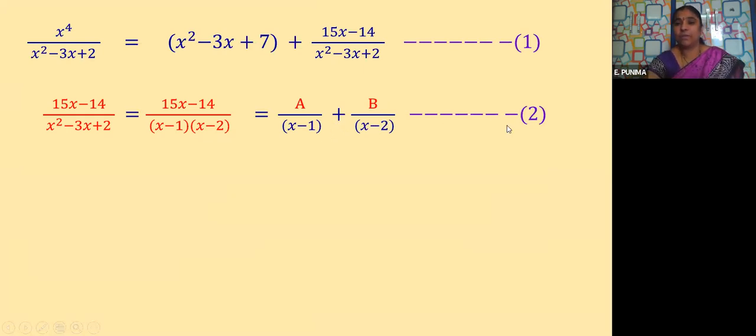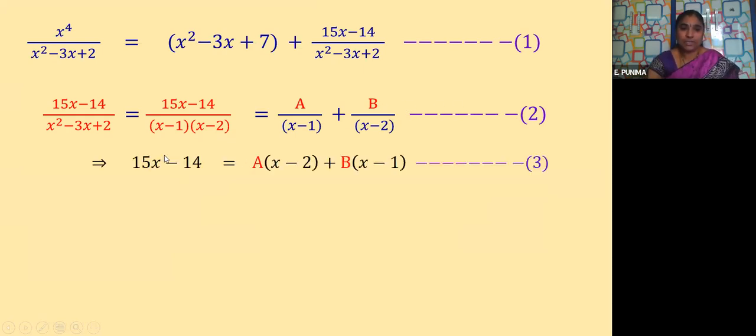Let it be our equation number 2. Dear children, what is our next step? We have to take the LCM. 15x minus 14 is equal to a into x minus 2 plus b into x minus 1.